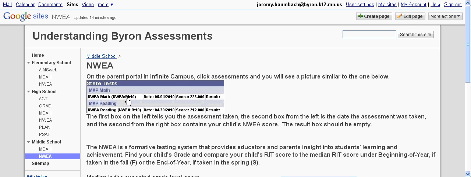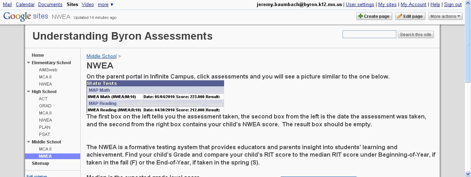NWA, this M represents math. This obviously represents reading. The 10 represents the year, so 2010. These are the exact dates that the tests were taken. And then here are our scores: a score of 223 in math and a score of 212 in reading. There should be no indication of any result, so it should be blank.